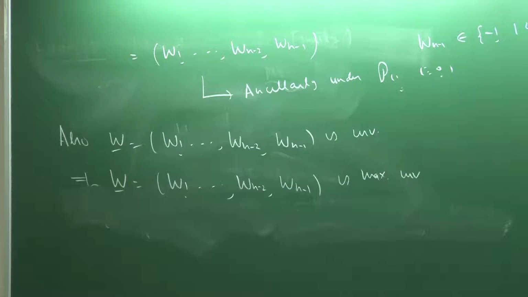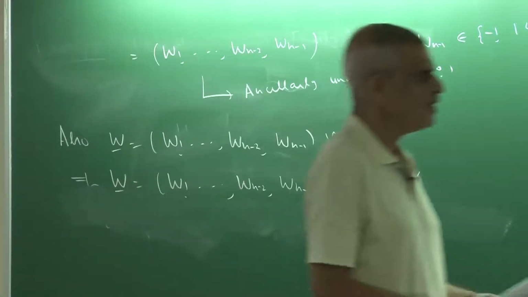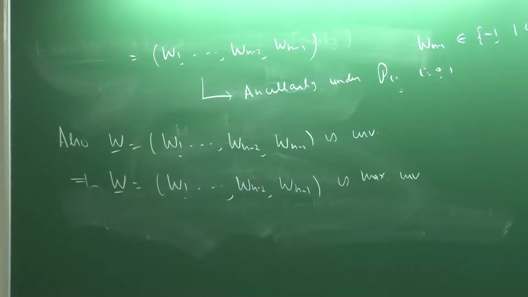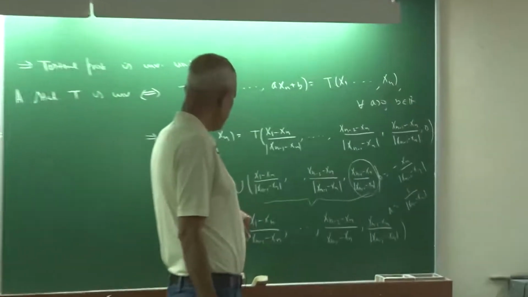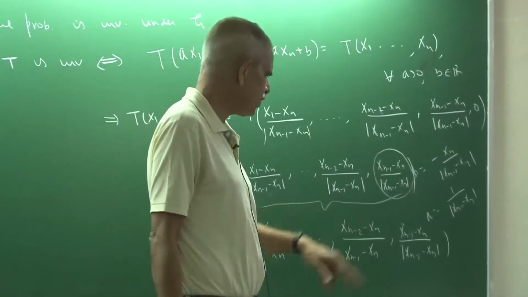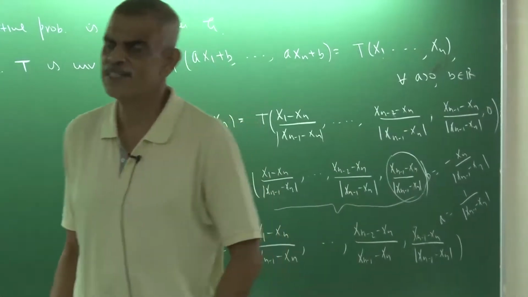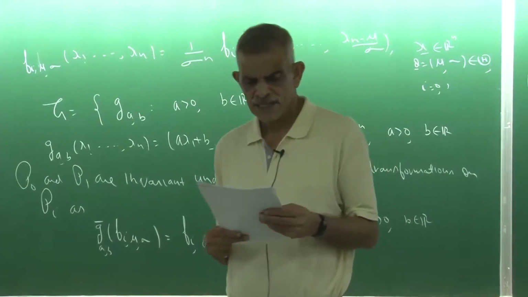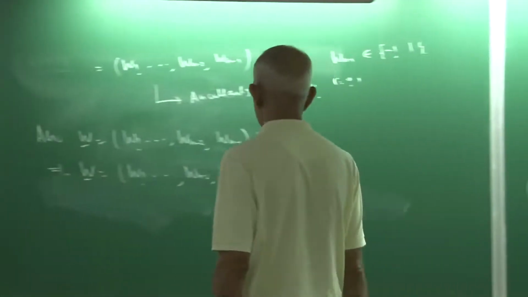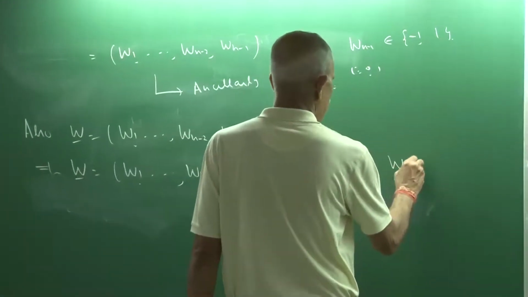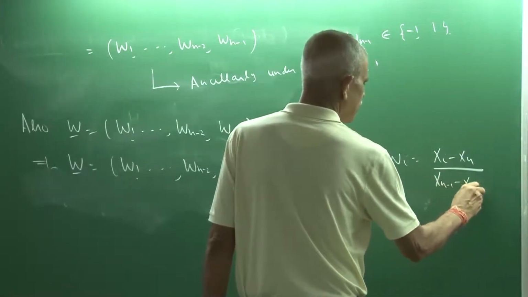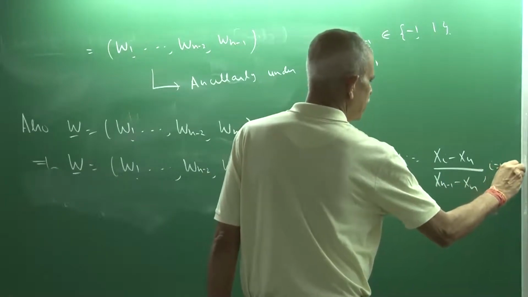So I need to find out the distribution of W1, W2, ..., Wn minus 2 and Wn minus 1. What I do is, W1, W2, ..., Wn minus 2 and Wn minus 1 depend on x1 minus xn, so d1, d2, ..., dn minus 1. First I try to find the distribution of d1, d2, ..., dn minus 1 divided by dn minus 1, and so on. So here wi is nothing but xi minus xn upon xn minus 1 minus xn, for i equal to 1 to n minus 2.